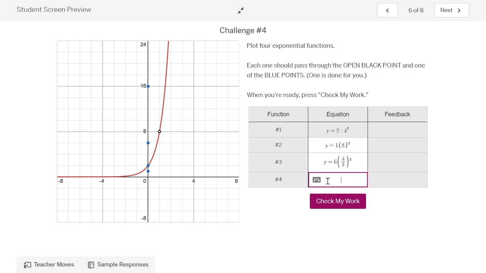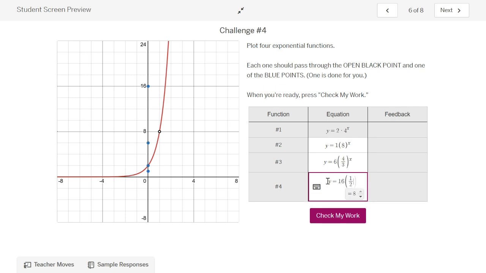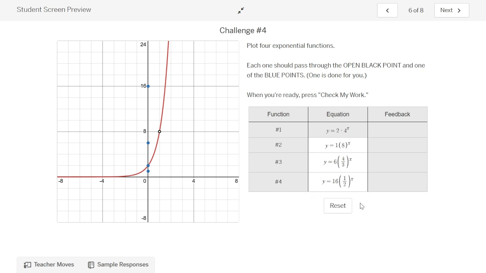You want to know what number you're multiplying to get from an x value of 0 to an x value of 1. So if you do that, you would get y is equal to 16 times 1/2, all raised to the x power. And if we check ourselves, it works for all of them.